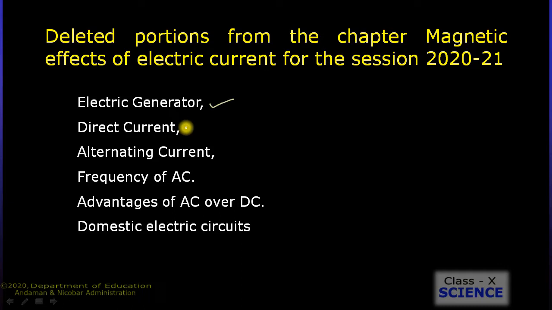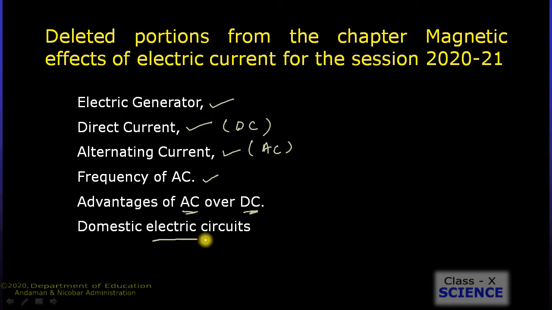Direct current, we have not discussed about direct current. And alternating current is also called AC current, and direct current is also known as DC current. So this is not required, so I have not explained about direct current and alternating current. Frequency of AC, that is frequency of alternating current, is also excluded from the syllabus. Advantages of alternating current over DC is also not there.